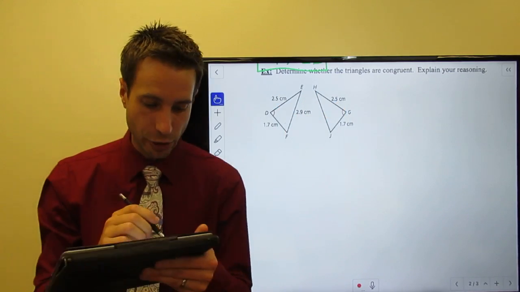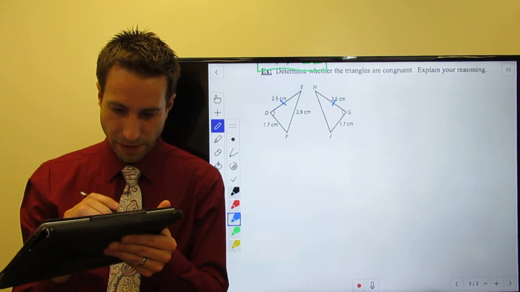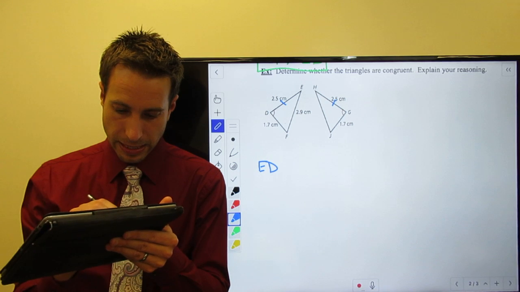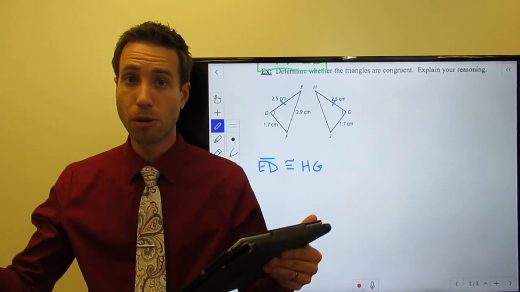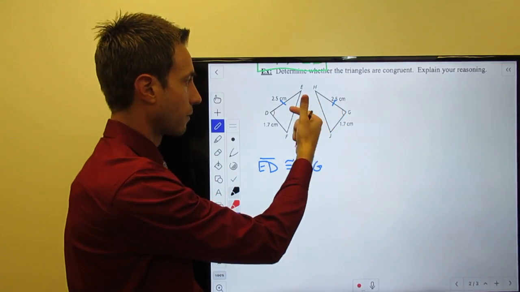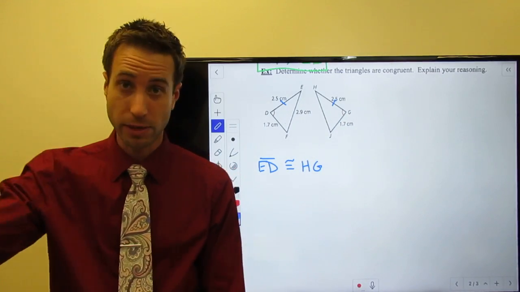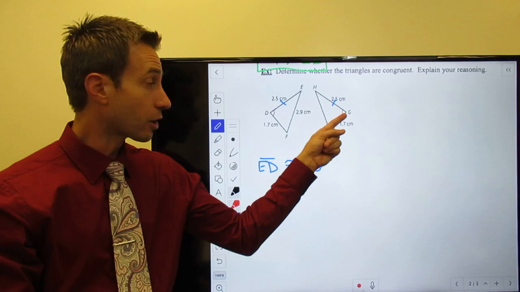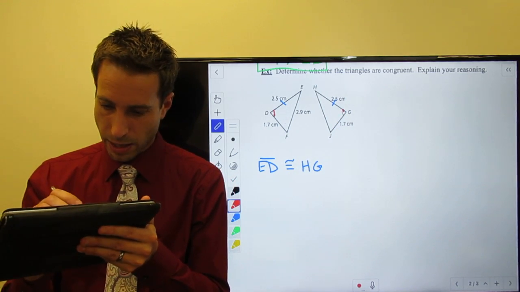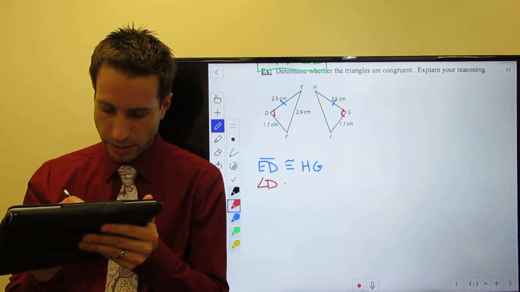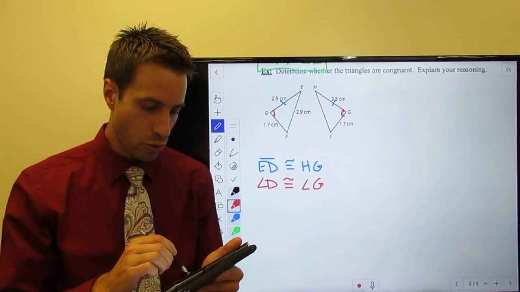HG, and sure enough, the diagram shows that. I got 2.5 is congruent to 2.5. So ED is congruent to side HG. No problem. If I take this guy, flip it over and set it down there, I know that angle D and angle G are corresponding angles. They're the same angle, right? And they're congruent. The diagram tells me that. So I know that angle D is congruent to angle G. It's given to me in the problem.